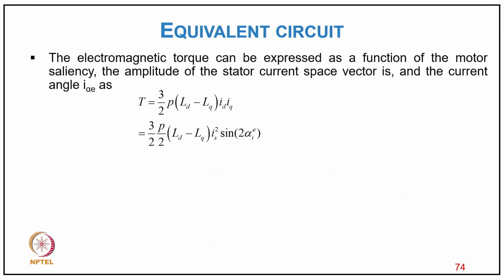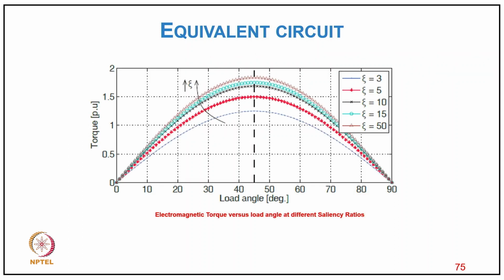So the electromagnetic torque can be expressed as a function of the motor saliency. The amplitude of the hysteretic current displaced vector is, T equal to 3 by 2 P LD minus LQ into ID IQ, or equal to 3 by 2 P by 2 into LD minus LQ IS square sin 2 alpha I. And this is the characteristic torque versus load angle.